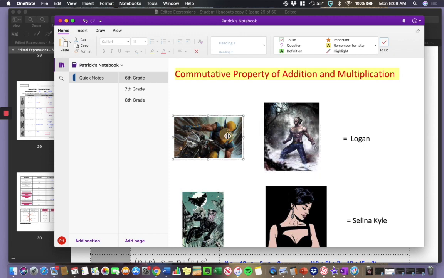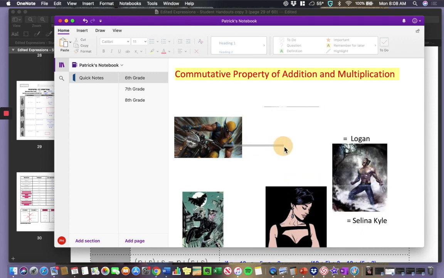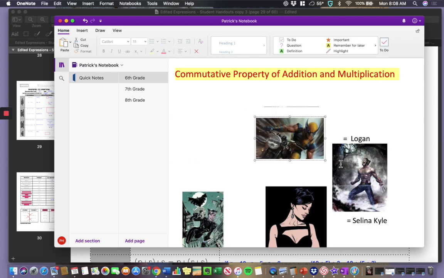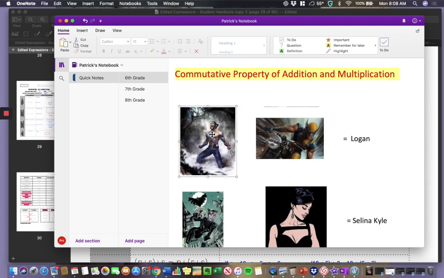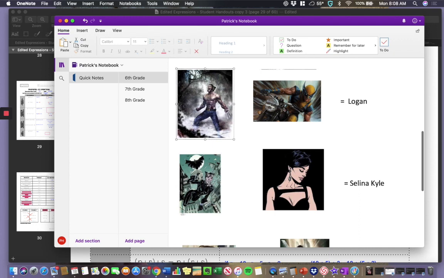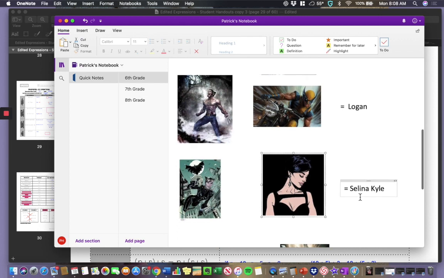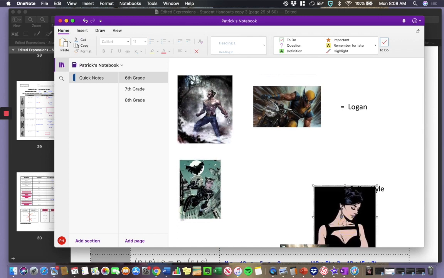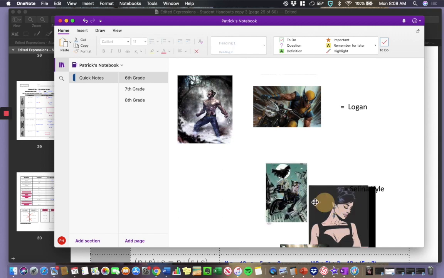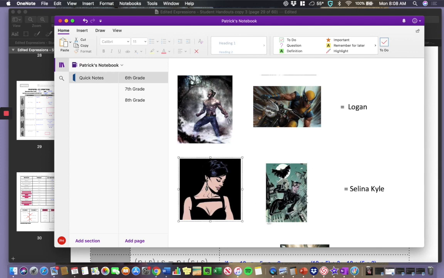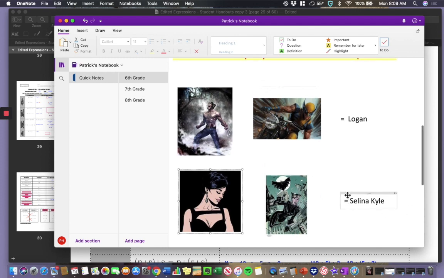For example, we could have Wolverine and Logan will still be Logan. His identity stays the same. No matter what order I do that in, if I did it, for example, with Logan first and Wolverine second, he'd still be Logan. Or for example, we have Catwoman and Selina Kyle being her identity. But no matter if she's Selina Kyle first or Catwoman second, her identity will still stay the same. So I'm moving these around, but the answer still is the same.